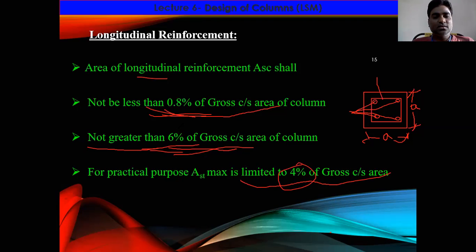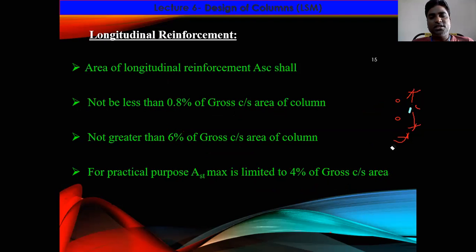So the IS 456:2000 gives the maximum percentage as 6%, but you should limit your maximum percentage of longitudinal reinforcement to 4% by considering the practical point of view, right? So these are the guidelines provided by IS 456:2000 for designing the axially loaded column, right? This is related to longitudinal reinforcement.